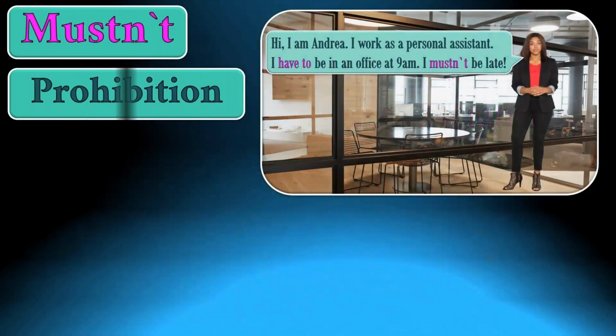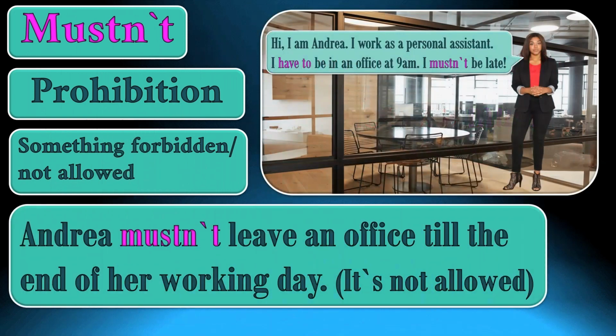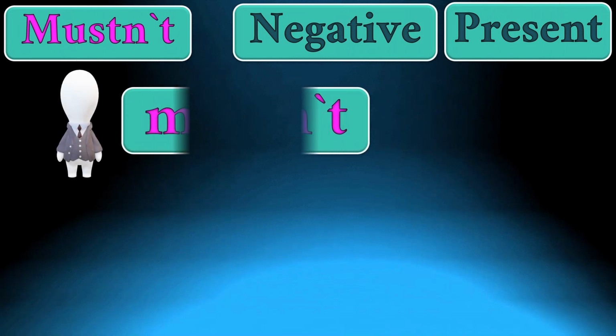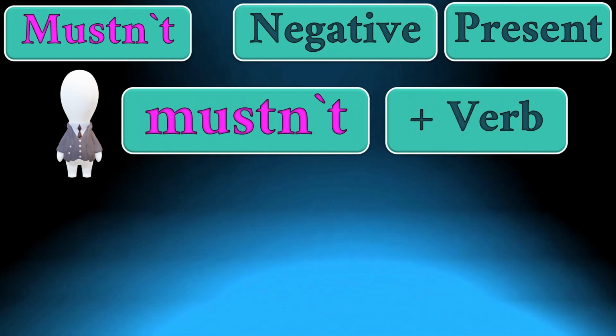We use mustn't to talk about prohibition, when something is forbidden or not allowed. Andrea says, I mustn't be late, which means she can't be late. Andrea mustn't leave an office till the end of her working day, because it's not allowed. When we make a negative sentence with mustn't, to express things we are not allowed to do, we start with the subject, add mustn't and the verb.